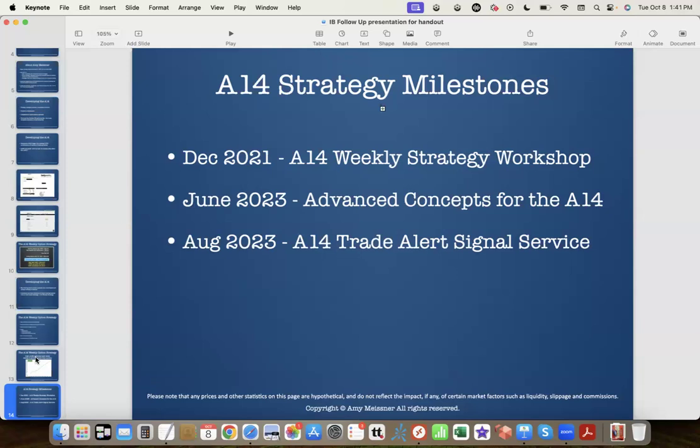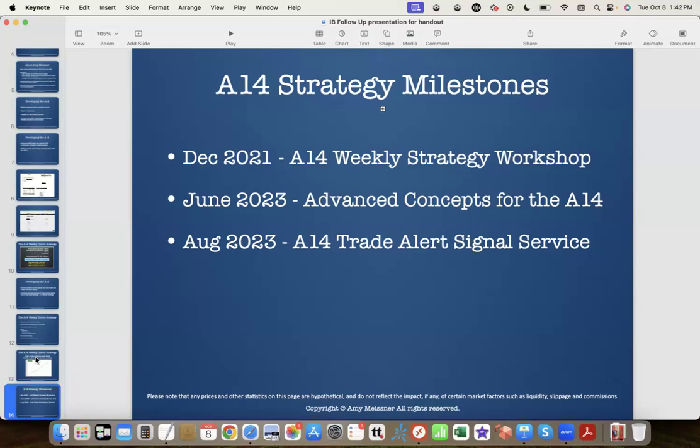They wanted to learn, well, this is great, we got all the rules-based, but we want to know what other things can we do with this? What other types of tactics can we use to manage it? What if I miss an adjustment point, what other things can I do? Can you teach us what your nuanced trading tactics were that you did when you developed the strategy in the first place? And so I decided to introduce an advanced workshop to go over all of those nuanced and advanced concepts of the A14. And that was released in June of 2023.